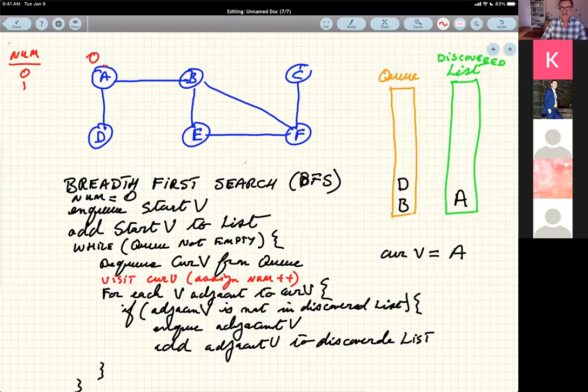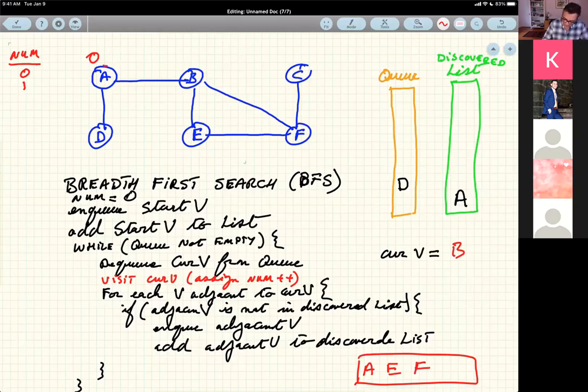B and D were in the list because you could get them from A. Current vertex now is B, which means who can be reached from B? Well, A, E, and F. So I'm going to look at A. Is A in the discovered list? Yes, it is. Okay, don't touch it.